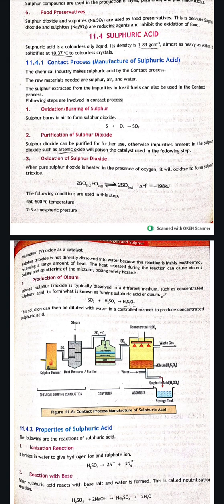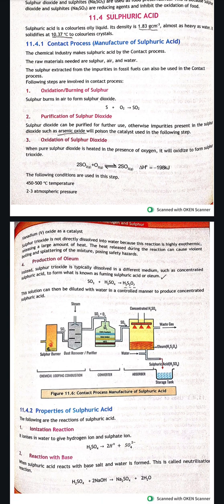Sulfuric acid. Sulfuric acid is a colorless oily liquid. Its density is 1.83 gram per centimeter cube and it is almost as heavy as water. It solidifies at 10.37 degrees C to colorless crystals.